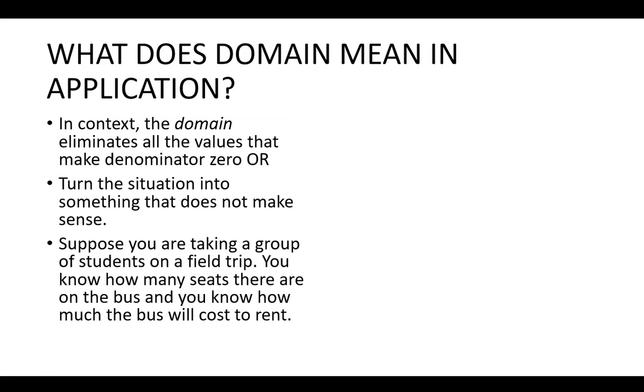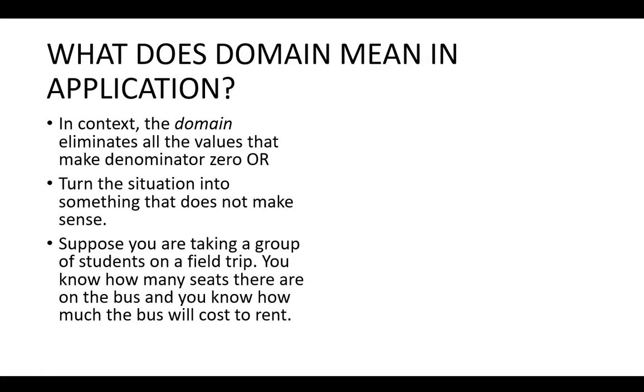What does this mean in the real world? So you're learning domain and you're like, okay, what does this mean? It doesn't make sense to me. How does this work in the real world? You have to remember that domain eliminates all the values that are going to make that denominator 0. In a real world application, this means the situation just doesn't make any sense. Like there's no way possible that could even happen. So yes, you would have to have a domain.